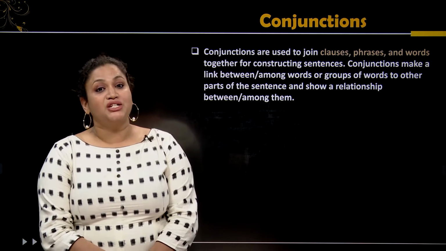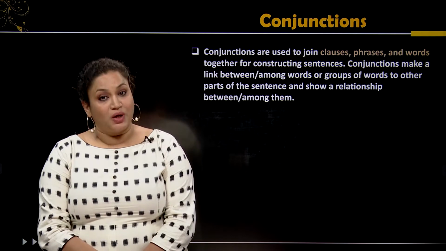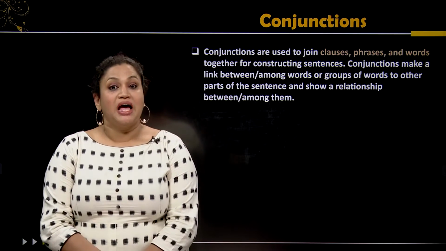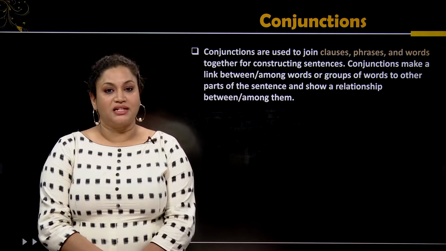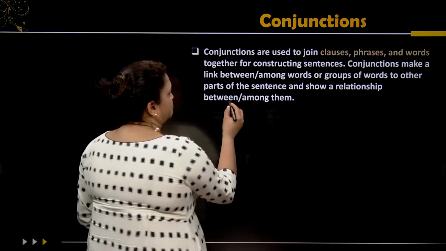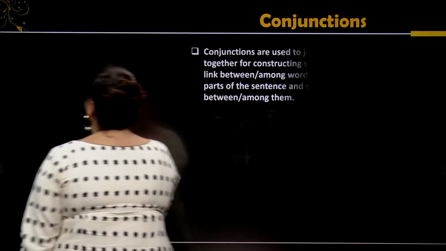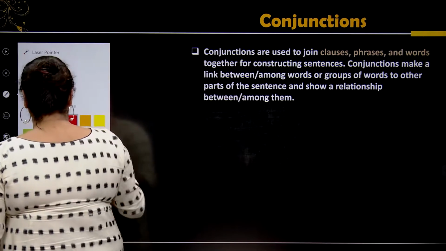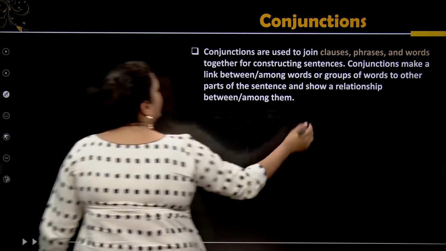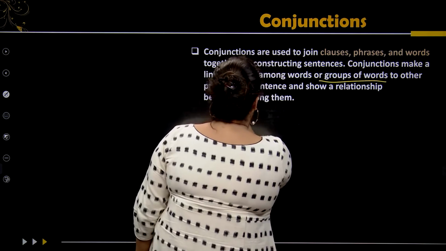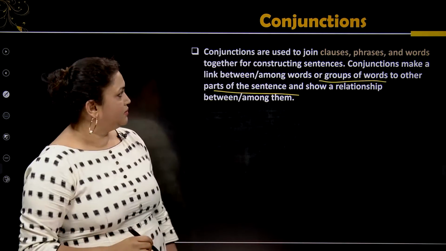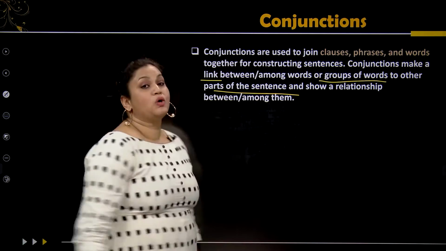Now, the conjunctions make a link between words or among words or word groups or other parts of the sentence, and show a relationship between them. Please check, it works on your words, it works on groups of words, on parts of sentences and also clauses. This is the most important part.